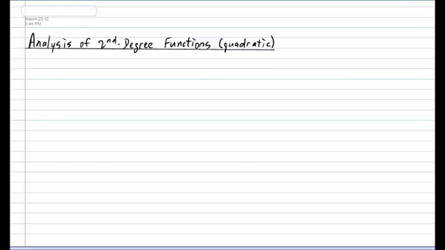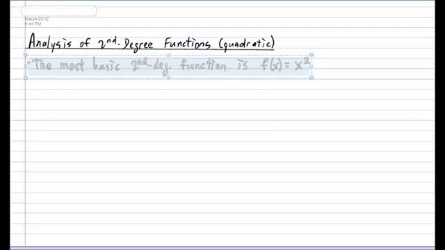As you may have already seen in the last chapter, a second degree function results in what we call a parabola. We're going to begin our analysis by first looking at the most basic parabola. The most basic parabola is represented by the following rule. Y equals x squared.